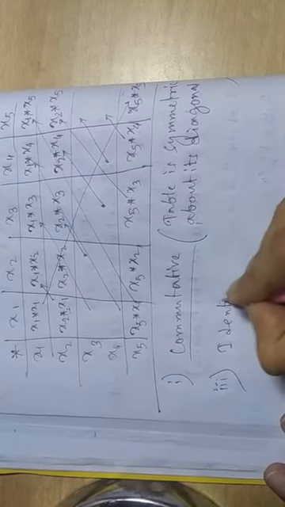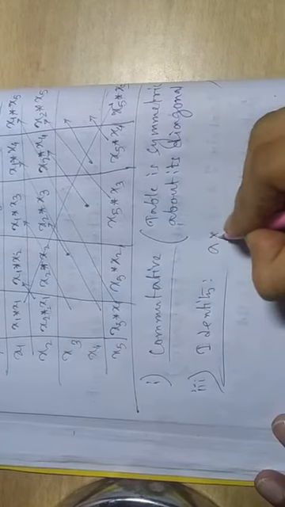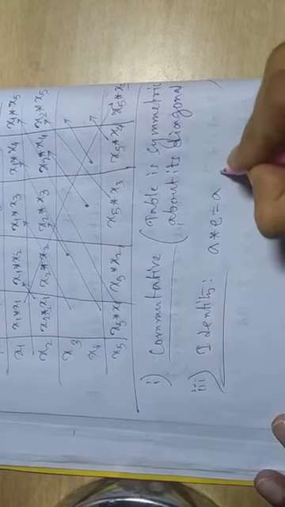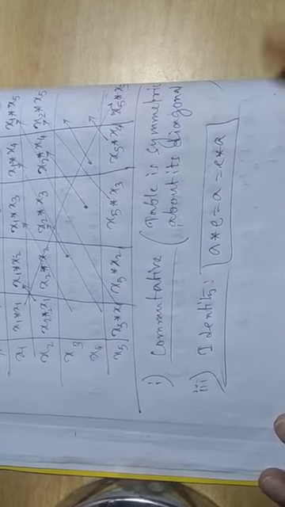So, identity. What is the definition of identity? That A star E equals E star A equals A. So this has to happen.